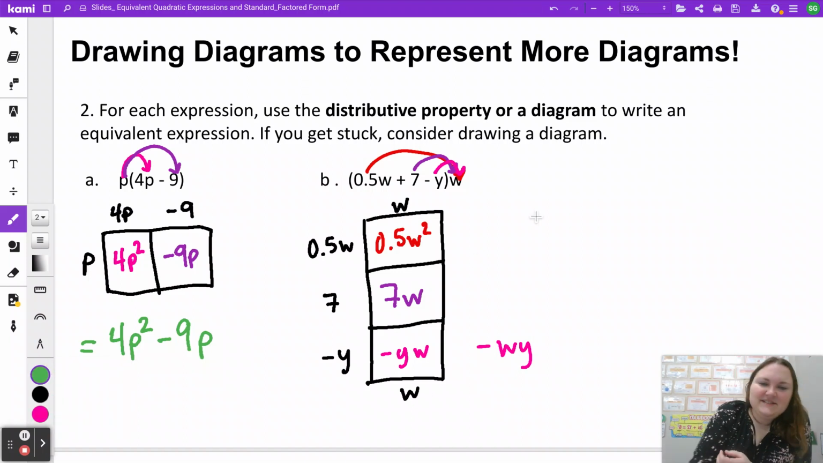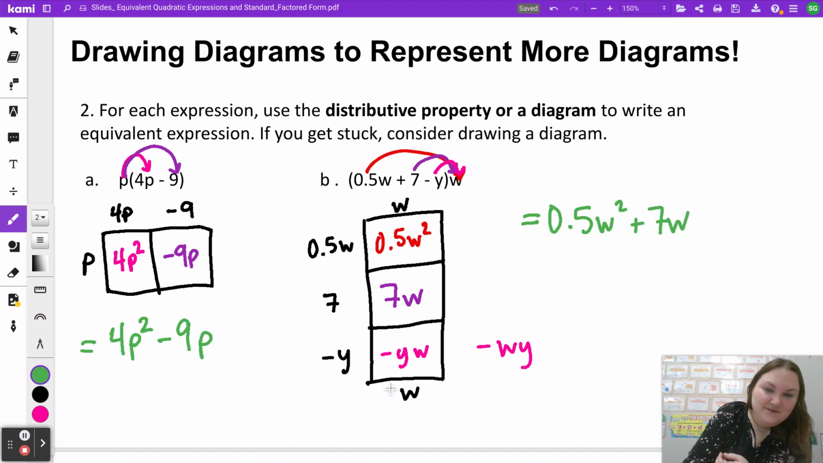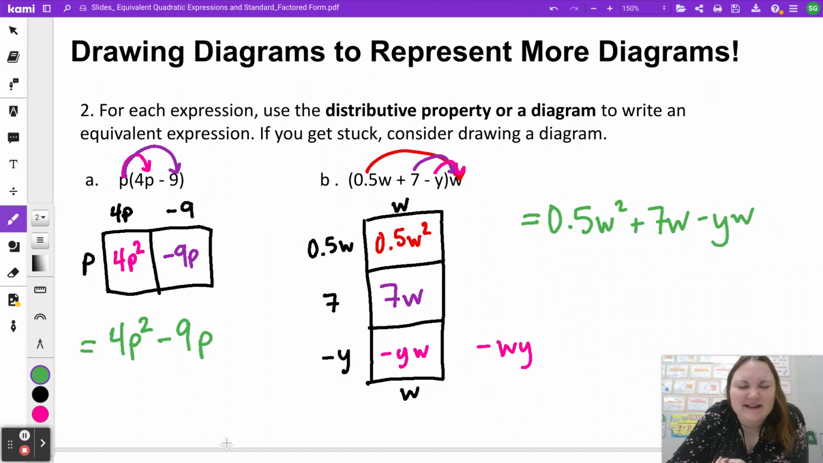And so this final answer would be 0.5w squared. Since that's a positive 7, I'm going to say plus 7w and then minus yw. Or remember, you could say minus wy.